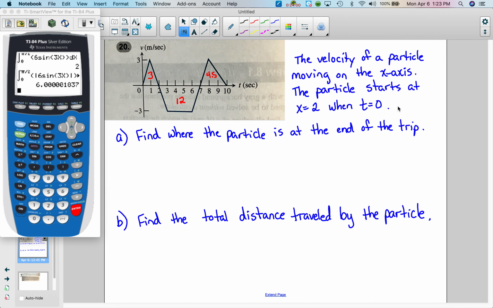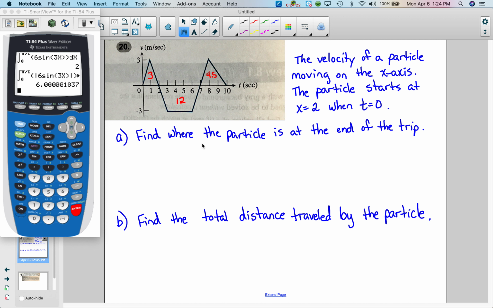Okay, so here's number 20. This represents the velocity of a particle moving on the x-axis. And they give you an initial position. The particle starts at x equals 2 when t equals 0. I actually added these in. I found the area of the triangle, the area of the trapezoid, the area of the triangle, and find where the particle is at the end of the trip.